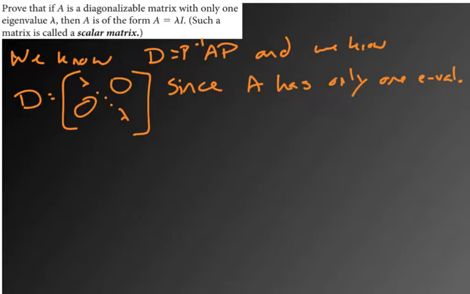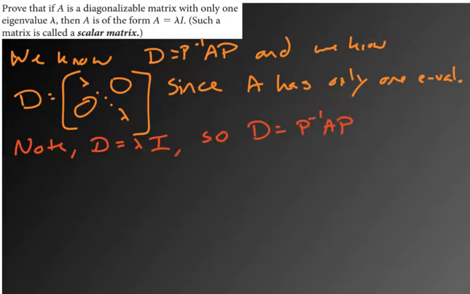And we can see that, note, just quick, that D equals lambda I. That's going to be important, okay? So we have D equals P inverse AP, or lambda I equals P inverse AP, right? Or right there. And you might see where this is going.